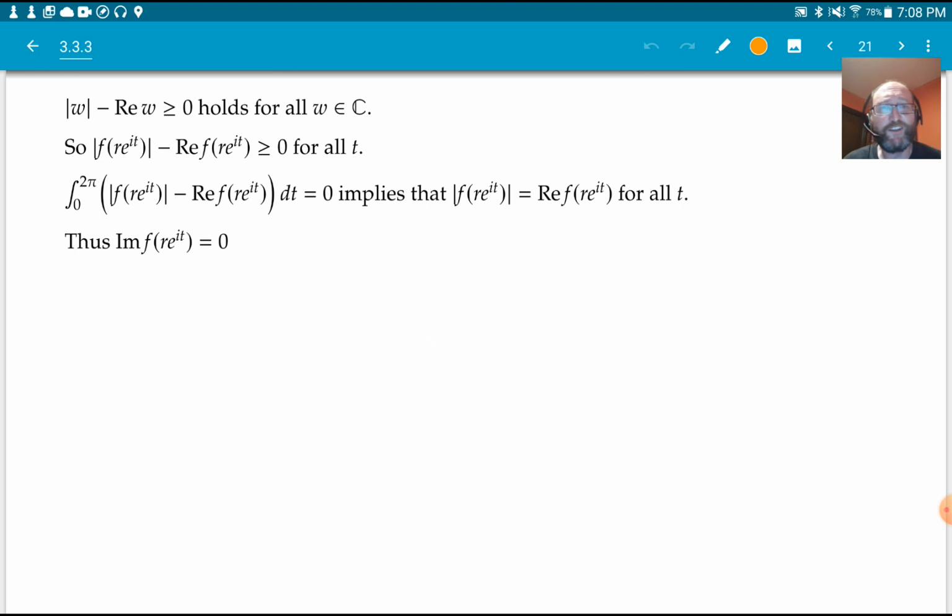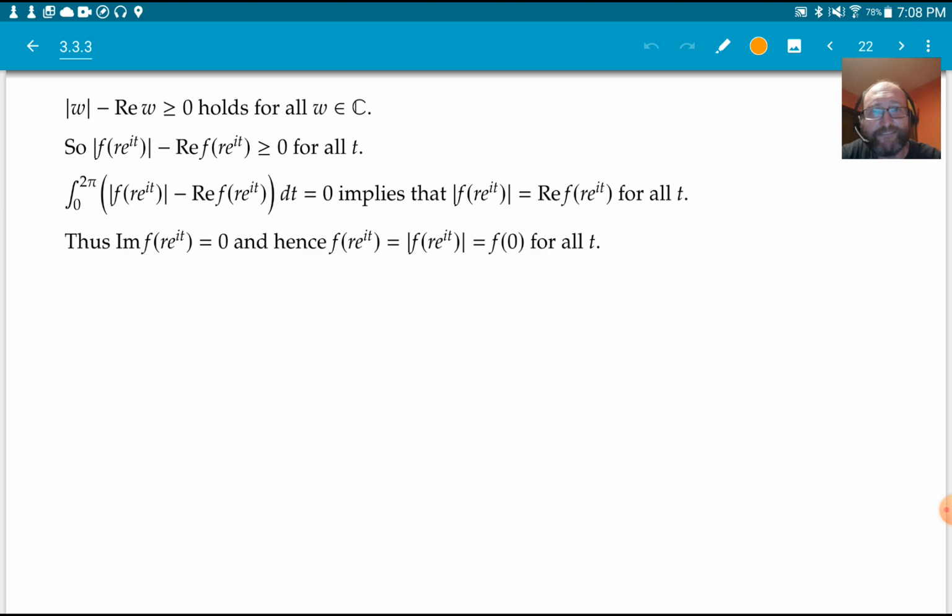Well, that means that if the real part is equal to the modulus, then the imaginary part has to be 0, right? The only way. If the imaginary part was non-zero, then the modulus would actually be bigger, because it's the square root of the square of the real part plus the square of the imaginary part. All right, so that means that the imaginary part of f on the circle has to be 0.